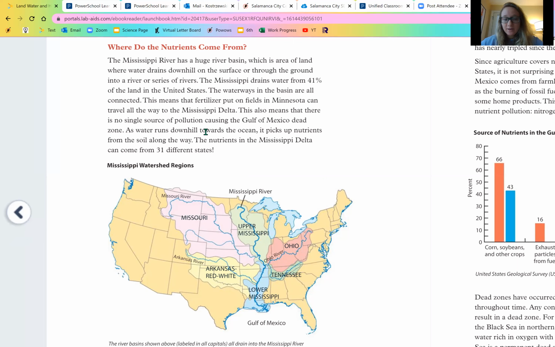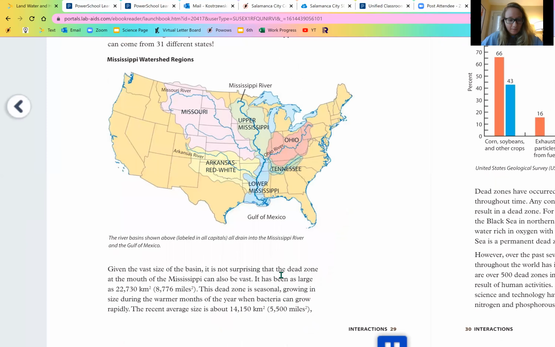As the water runs downhill towards the ocean, it picks up nutrients from the soil along the way. The nutrients in the Mississippi Delta can come from 31 different states. 31 different states are affecting the water quality of these lakes here. That's almost every state's pollution, water flow, water quality, contaminants going into one pocket of water, dumping out into the Gulf of Mexico. It's crazy.